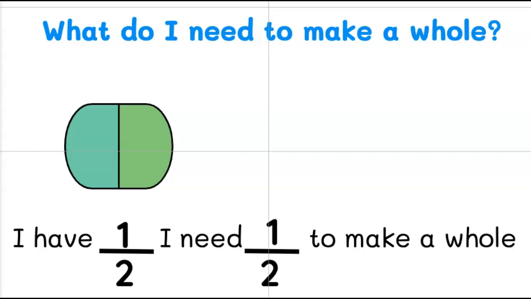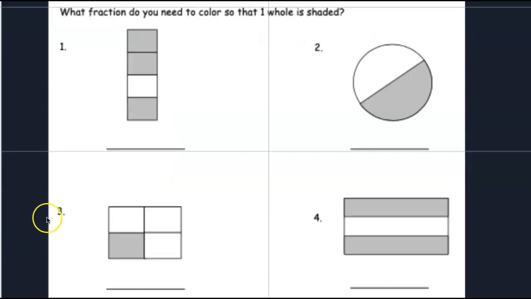So it's pretty simple today. So your work today is gonna look like this. You have this page that says what fraction do you need to color so that the whole is shaded. So this is just like we were doing. So it shows that they have 3/4. You would write we need 1/4 more. And you're gonna do all 4 of those.